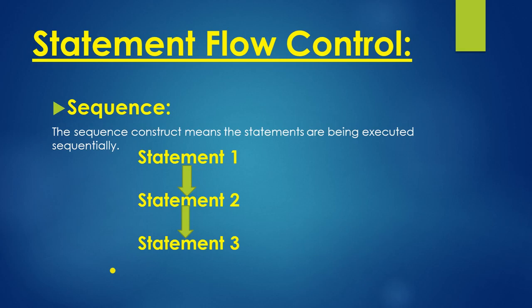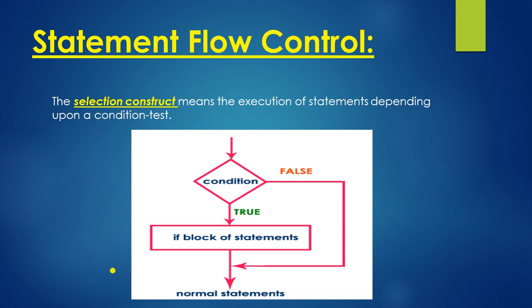The sequence construct means the statements are being executed sequentially. When you have a number of statements and each statement is executed one after another, it is a sequence flow of control. For example, in this diagram, first statement 1 will execute, then statement 2, then statement 3. So it is in a sequence.